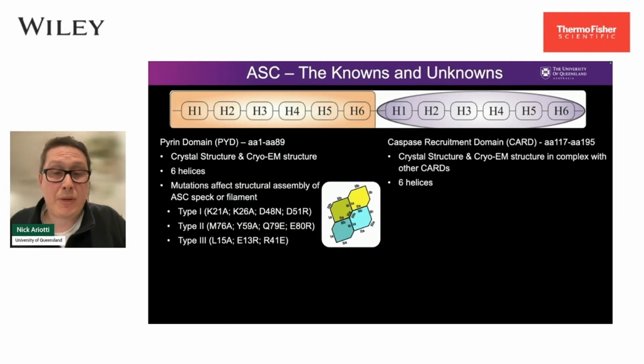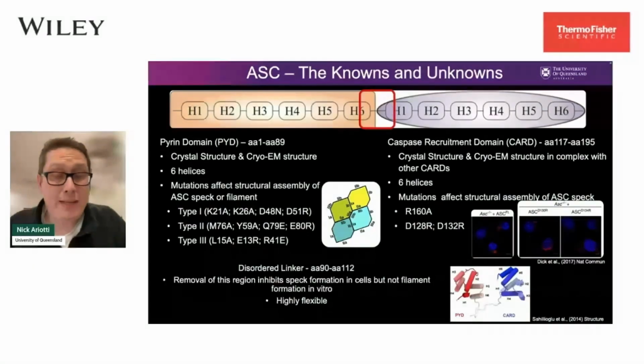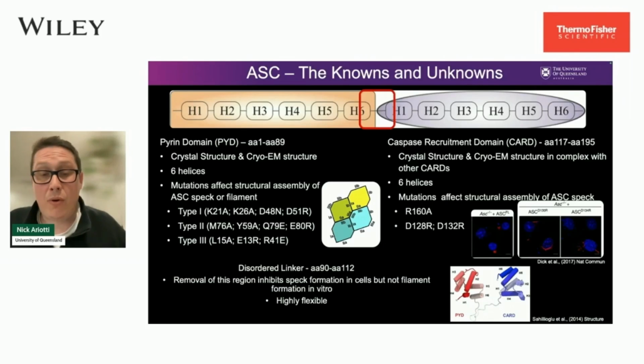There's also the caspase recruitment domain, which is comprised of 6 helices also. We also know that mutations in this domain can affect normal speck formation in cells, which together indicates that both domains, the N and the C, the pyrin and the CARD, have a role in higher order ASC multimerization. Finally, there is the disordered linker that spans between these 2 domains. This disordered linker is highly flexible. We know that the removal of this domain inhibits speck formation in cells, but not filament formation. This potentially indicates a role in the branching of this particular protein complex.